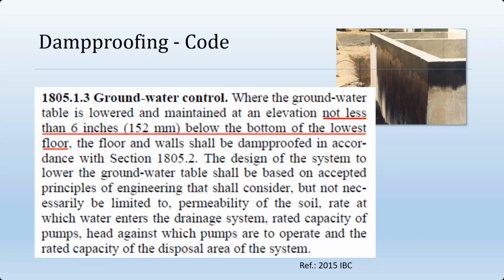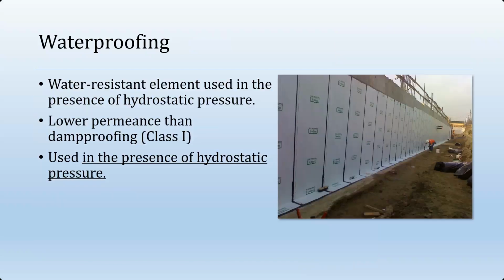I added this recently to this program: damp proofing is indicated by code, the IBC, where the groundwater table is lowered and maintained at an elevation not less than 6 inches below the bottom of the lowest portion of the foundation or floor, that these floors and walls shall be damp proofed in accordance with this section. So the code does acknowledge that where the water table is 6 inches or greater below the lowest point of the foundation, we typically should use a damp proofing.